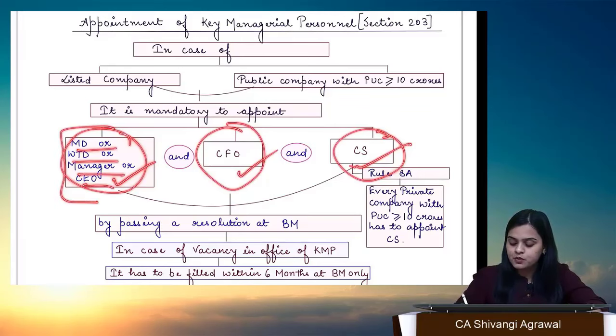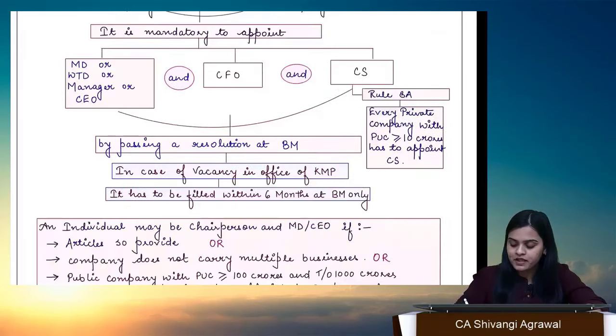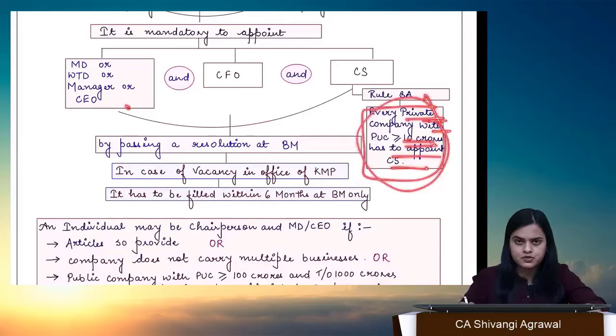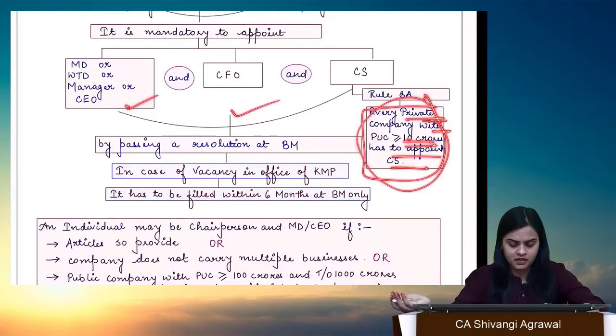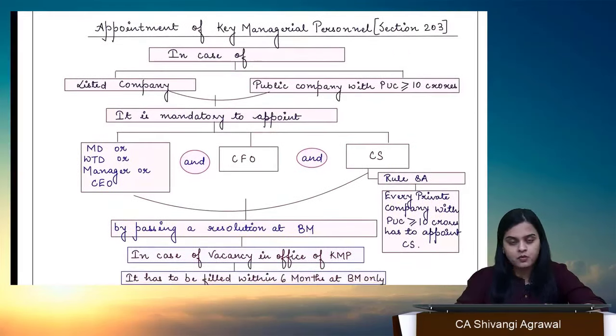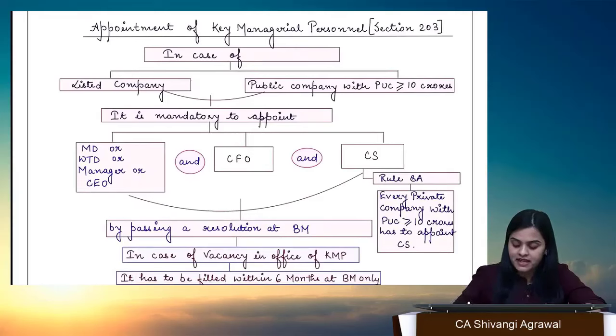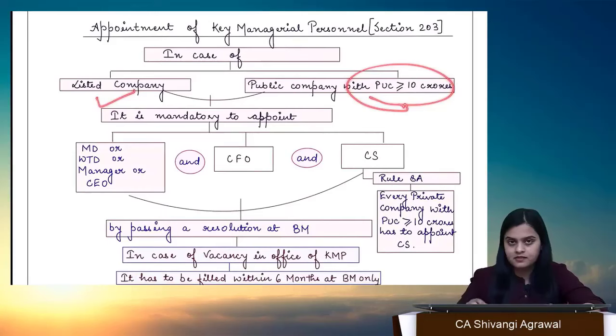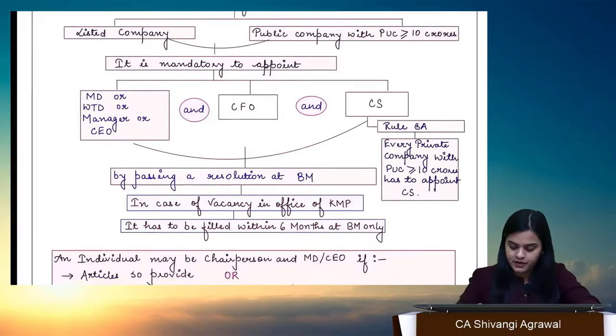Moreover, there is a rule which tells that a private company with paid up capital more than or equal to 10 crores has to appoint a CS. Only a CS, not others. Others are not needed. So a private company may or may not have an MD. There is no requirement that you must have an MD. And even in public companies, there is no such requirement. But if your public company has paid up capital more than or equal to 10 crores or it is a listed company, then certainly there is a requirement, right?